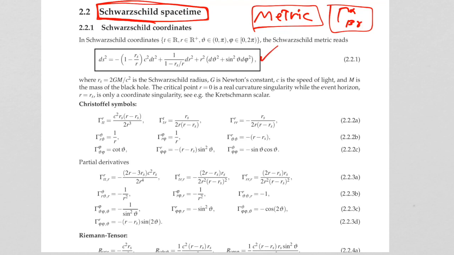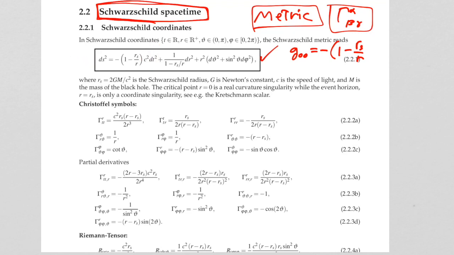Notice that they don't list the metric elements. They don't say g00 equals minus (1 minus r_s over r), right? They don't do that. There's their little c squared, by the way, which we attach to the dt squared, so we'll peel that off. They just establish the line element. They present the line element.